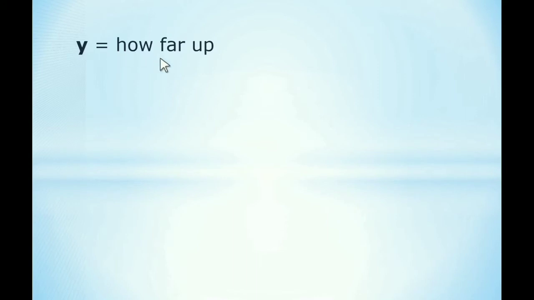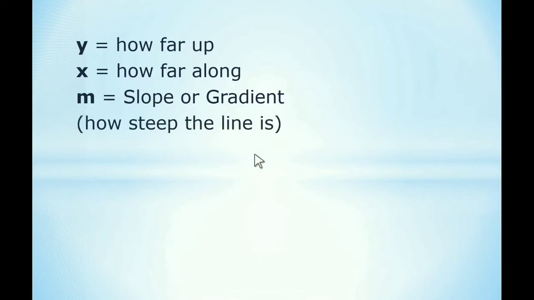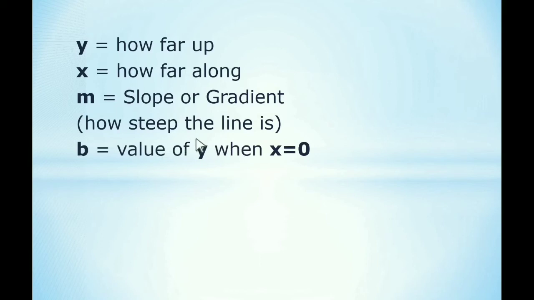Y equal to how far up? It means the value of y, how far up the line crosses the y-axis. X, how far along, that is, along the negative x-axis or along the positive x-axis. M is the slope or gradient. Both names we use for m, slope or gradient. How steep the line is. B equal to the value of y when x is equal to 0.